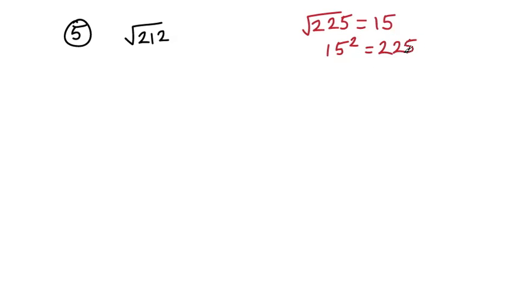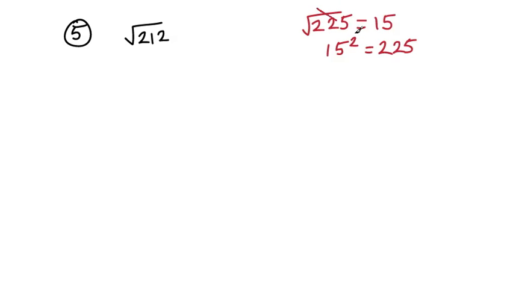Okay, number 5 is asking us to find the square root of 212. And so when we're asked to find square roots, one of the things that we've got to do is think to ourselves, is the number a perfect square? Now if this was a nice perfect square, let's say 225, and we were asked to find the square root, then we should have memorized our perfect squares all the way up to 225. So the square root of 225 would be 15. And this is because 15 squared, which is 15 times 15, gives us our 225.